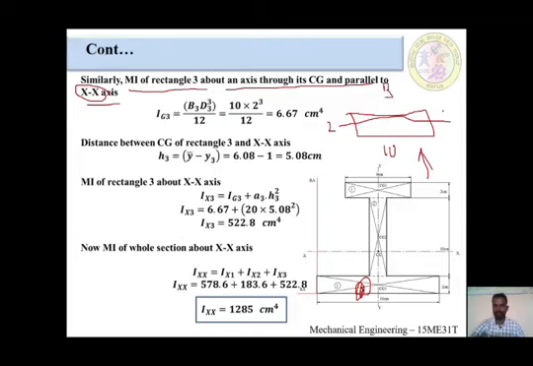This we call the b value, and this we call the d value. After that, b value is how much? 10 centimeter, into d value, which is 2, 2 cube, divided by 12, is equal to 6.67 centimeter raised to 4. Okay, this part we have completed. Ig3.